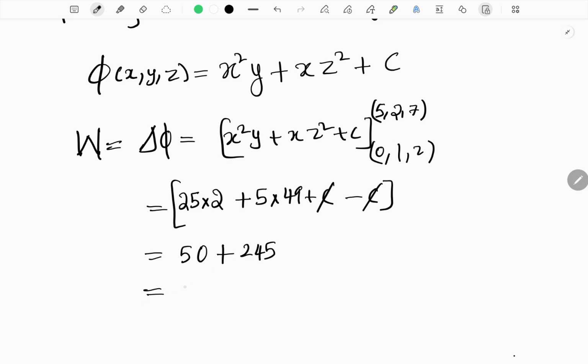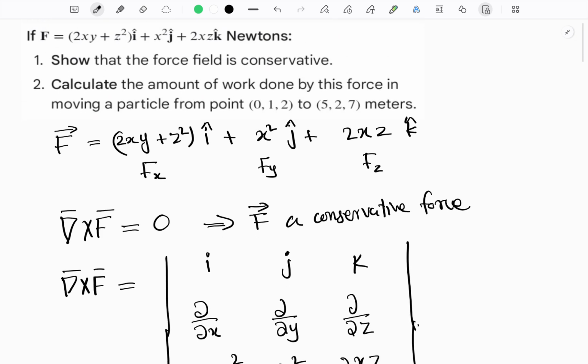So 50 plus 245 will be 295, and the answer will be in joules because the force is given in newtons and distance in meters. So work done is equal to the change in scalar potential, that is 295 joules. So that is the solution for the given question.